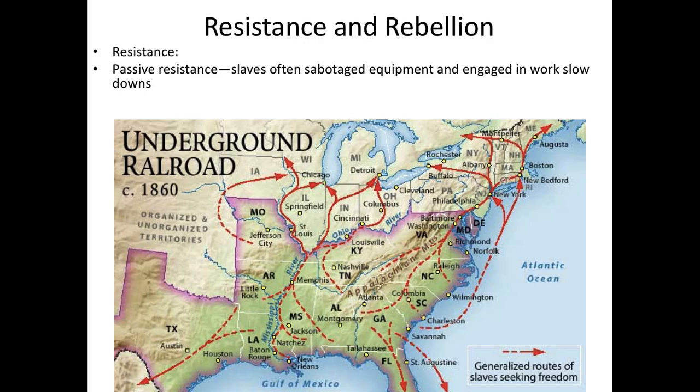Sometimes they would engage in what's known as a work slowdown. They would work as slowly as possible.